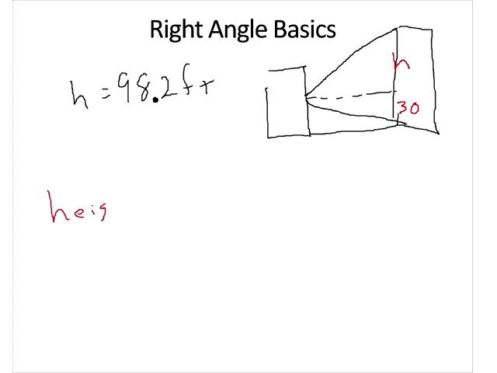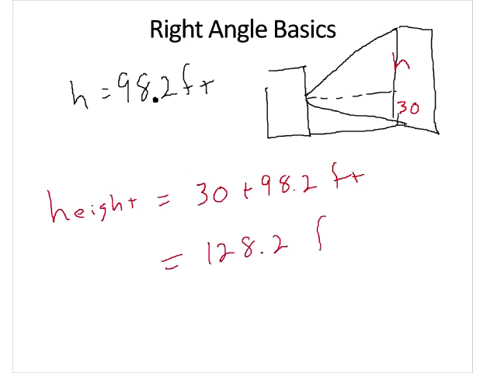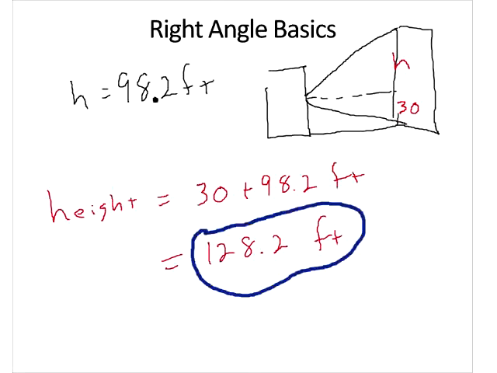So the total height, the height of the building, is going to be 30 feet plus the 98.2 feet. So I'm going to get a grand total here of 128.2 feet. And that deserves a better pen color. So that's our answer to our problem.